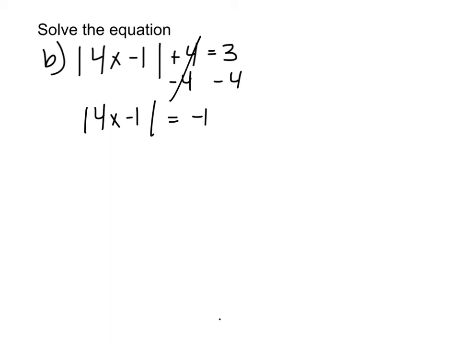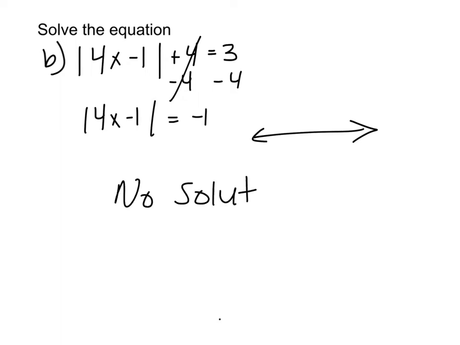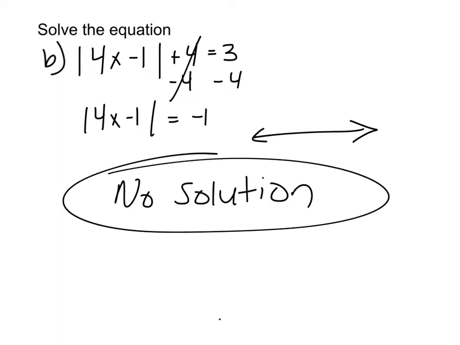Alright, so now this is exactly the same situation as before. Oh, actually it's a little different, because this is saying that the distance that this is from 0 is -1. But that can't be, right? Distances are never negative. The absolute value of something is never a negative number. So, no solution. There is no x that will satisfy this equation.